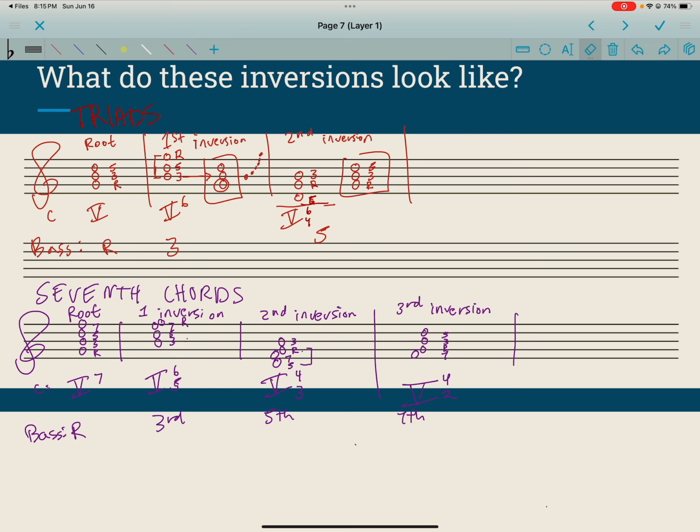So if I were to play all of these simultaneously, you have C, E, G, B, your 5, 7, your 5, 6, 5, 5, 4, 3. You would have the 5th in the bass. And then with your 7th in the bass, you'd have an F, right?